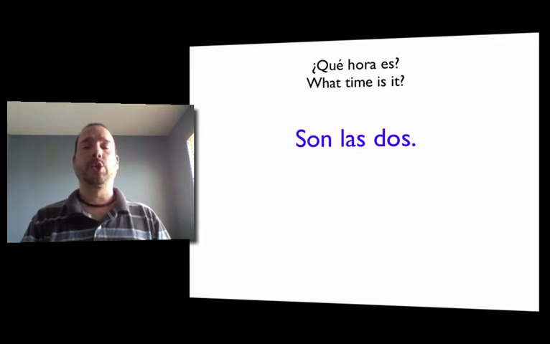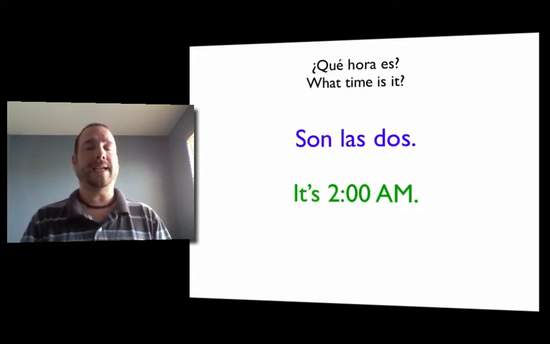Son las dos. This one should be an easy one. It's 2 a.m. Can't be 2 p.m. because it's not a number greater than 12. So it has to be 2 a.m. 2 p.m. would be son las 14, because 14 minus 12 is 2.